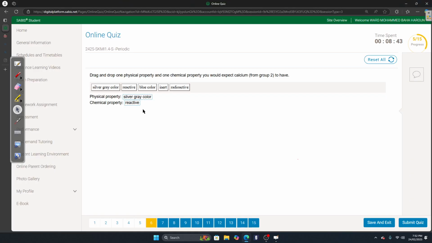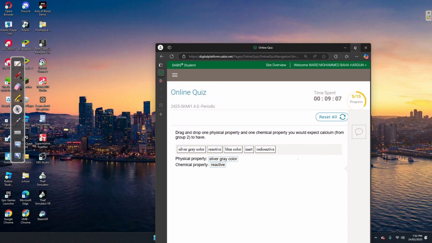Okay. Guys, alkaline. I'm actually sorry because I haven't done this section in a long time, but alkaline earth metals are reactive, okay? So the chemical property is reactive. All alkali earth metals are silver grey in color. They're not blue color. They're not radioactive.